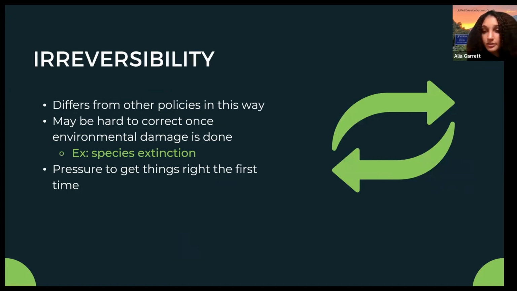Irreversibility. Climate change and caring for our Earth differs from other policies in this way because it may be hard to correct once environmental damage is done. So for example, species extinction, that's not something we can undo. So there is a big pressure to get things right the first time.